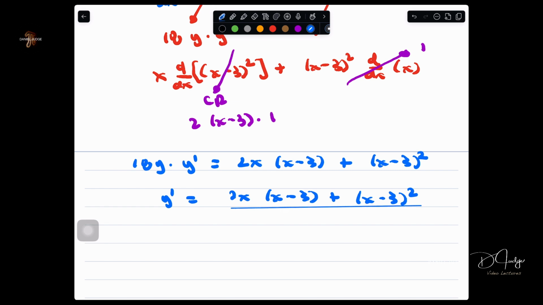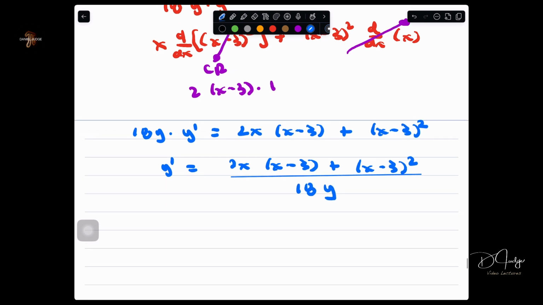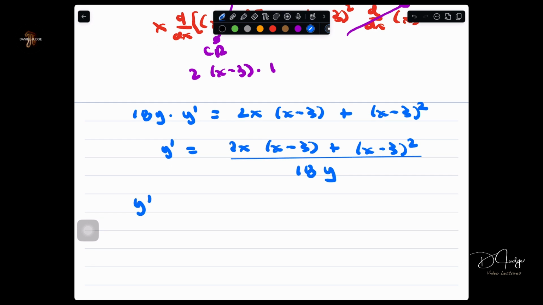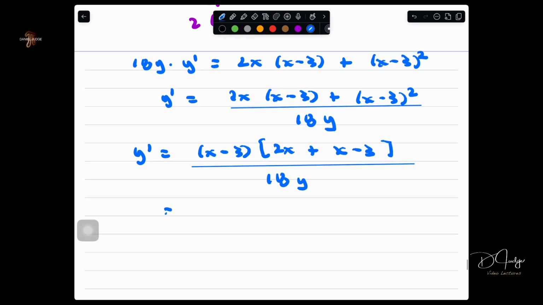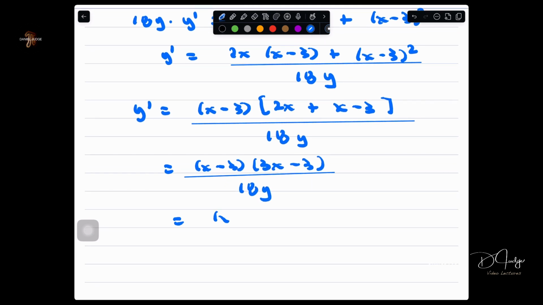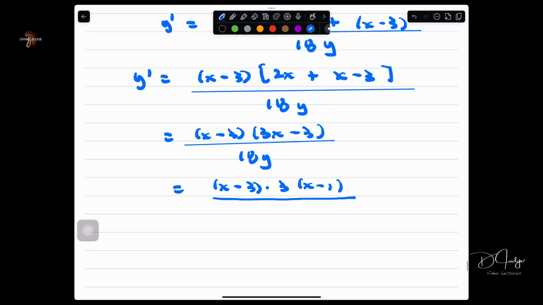divided by the 18y. I'm going to do a little algebra in the numerator. I'm going to factor out the x minus 3. You get 2x plus another factor of x minus 3, over 18y. So we get (x minus 3) times (3x minus 3) over 18y, which is (x minus 3) times 3, over 18y.